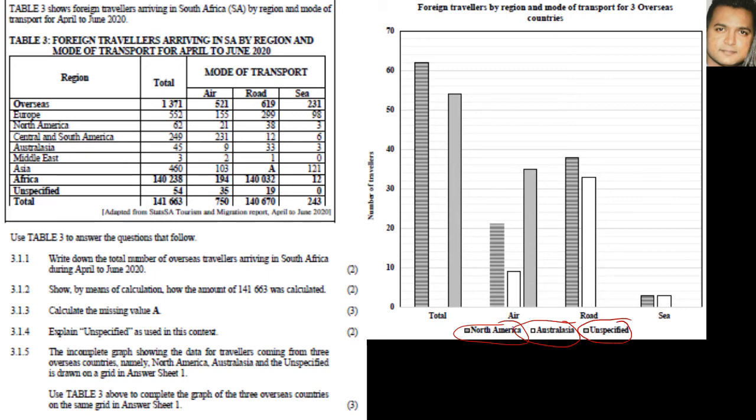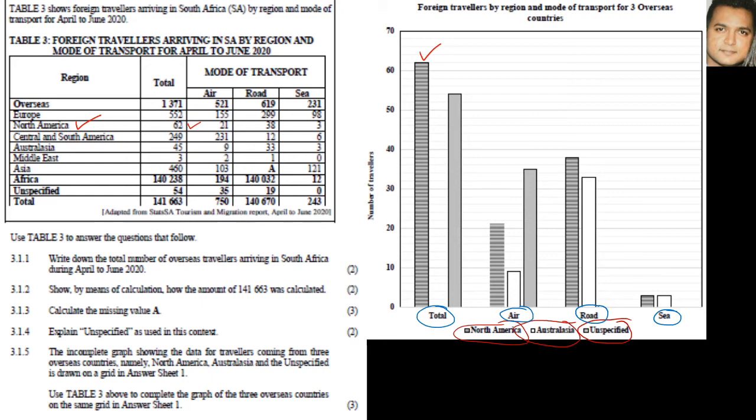So if you look at each of these, we have a total that's written at the bottom here. Okay, we have the air, we have the road, and we have the sea. So let's look at, for example, North America. North America would be right here. If you look at the first one, it's total, and we have an amount of 82. So 82 is indicated here.